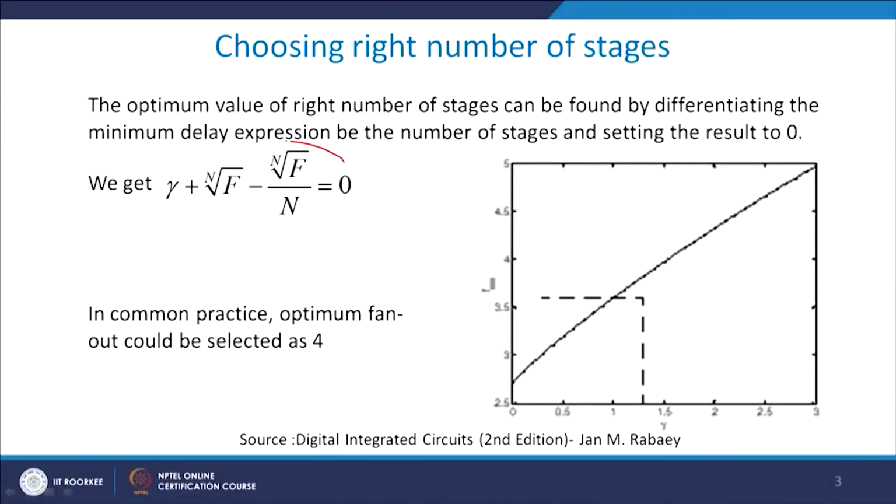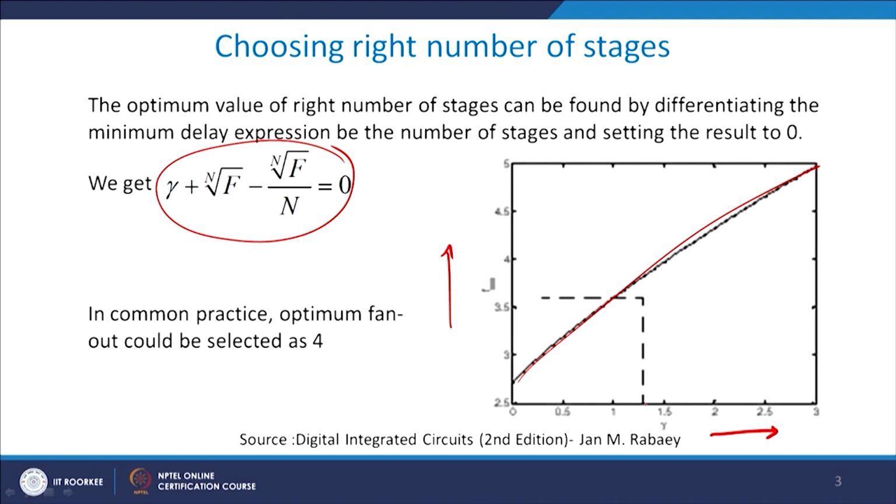And then if you set it equal to 0, I get this equation into consideration: gamma plus something minus the nth root of f by n equals 0. Now this typically means that it has been shown that if you plot gamma on the x axis and you plot the delay on the y axis, typically you get a curve something like this, right. You will get a curve something like this.